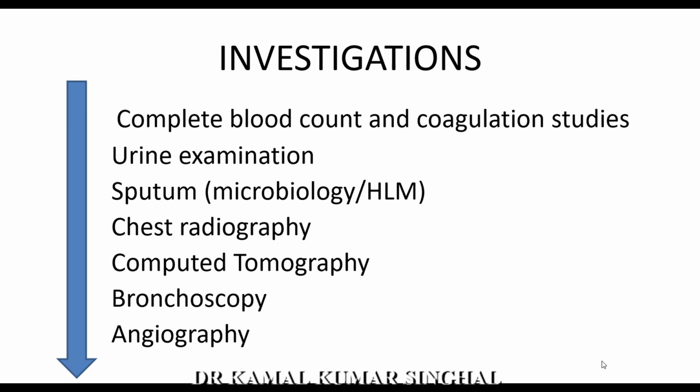Investigations should include a complete blood count and coagulation studies, and a urine examination also for any microscopic bleed if there is no gross hematuria. Then a sputum examination can be done to look for microbiological evidence of any infection, and if it is there, its culture sensitivity. Sputum can show hemosiderin-laden macrophages, which will indicate that the blood has reached into the alveoli. After that, chest radiograph, computed tomography, bronchoscopy or angiography may be required, and the studies should be done more or less in this order, proceeding from the less invasive ones to the more invasive ones.